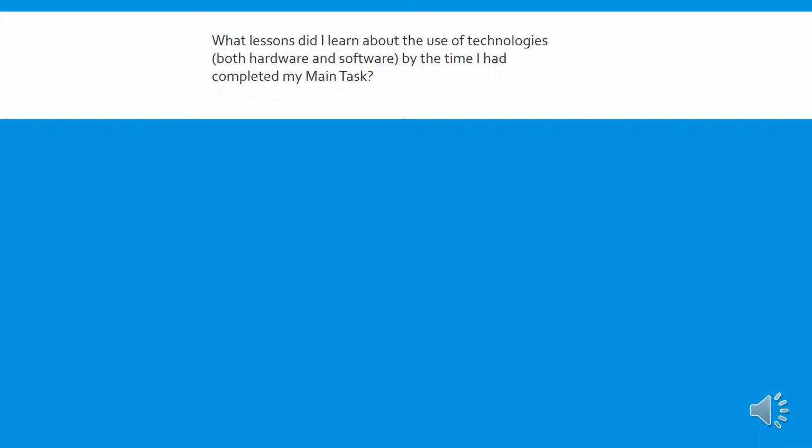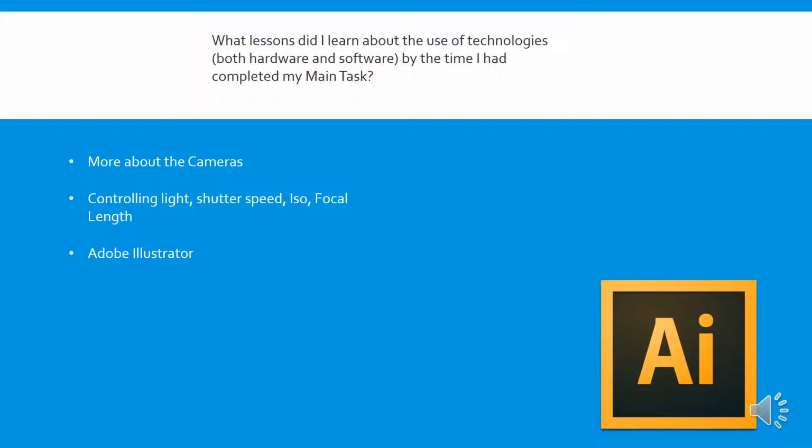By the end of my main task, I had learnt much more about cameras, DSLRs in particular, learning how to control light, change the shutter speed and ISO of my camera, and how that affected the image, and how different focal lengths could have a different impact on what sort of shots I could take. I also learnt a new piece of software in Adobe Illustrator, which was a godsend, helping me create more artistic and different images, as seen in my magazine drafts on my blog.